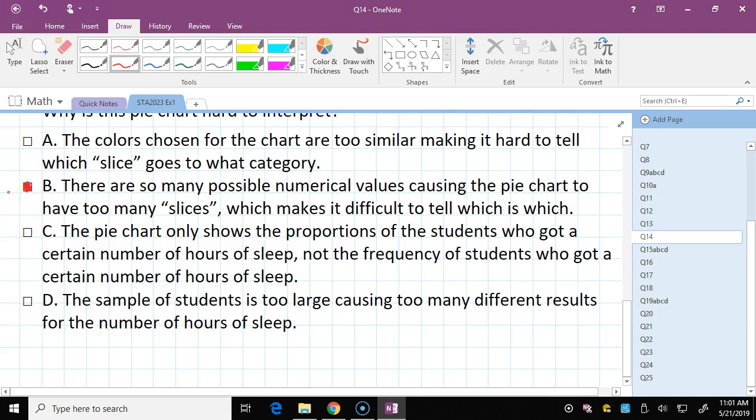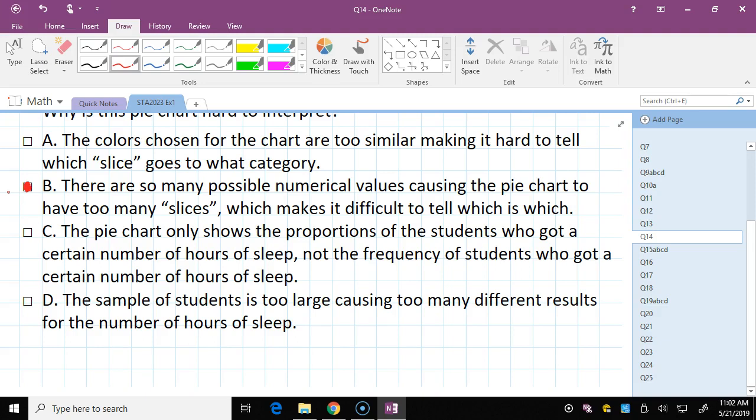There's too many slices. If you're on the computer, you can see the colors. The colors are not that bad. The problem is that there are too many slices to this bad boy. And some of them are just like millimeters thick. Very small slices. Does that make sense?